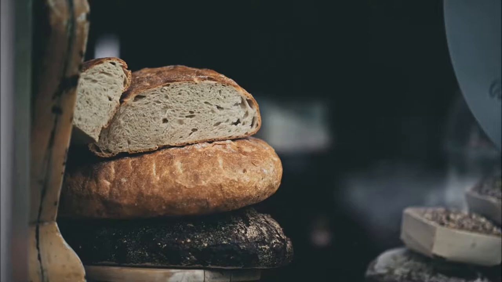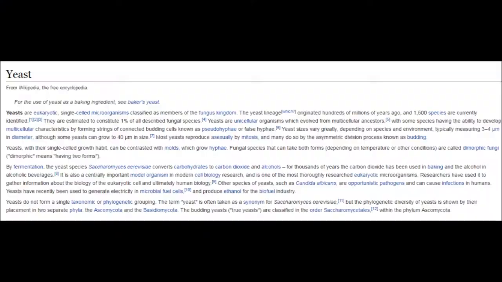Yeast is recognisable as the thing which literally gives rise to bread. However, that is amongst the least of its roles within our modern world. Wikipedia provides a summary of this single-celled microorganism of the fungus kingdom.